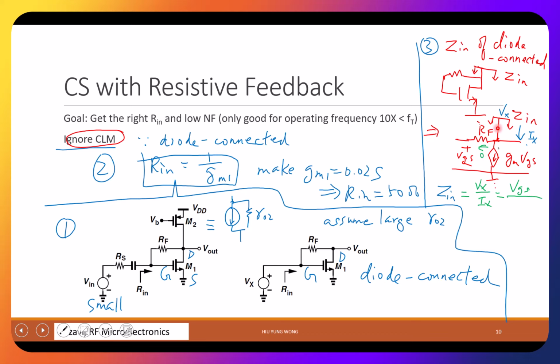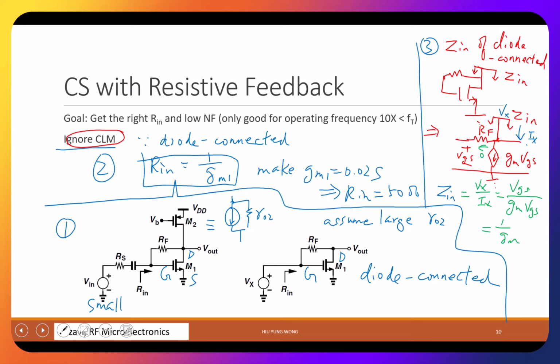Where does it go? gm VGS, right? gm VGS. So what is this? 1 over gm. Okay? Right? So you either memorize it, or you can prove it so fast. Diode connector: 1 over gm.